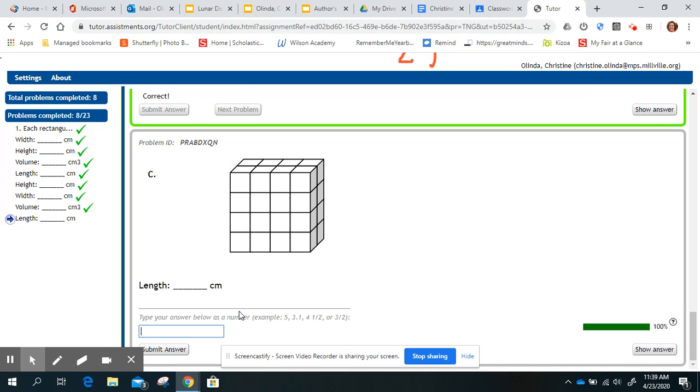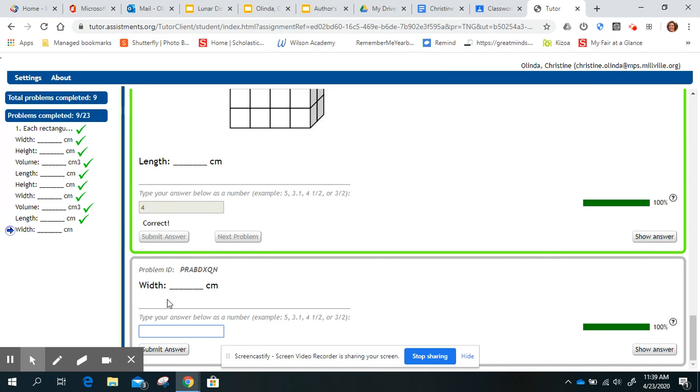And then this is question 1C. Type your answer in the below. What is the length? 1, 2, 3, 4. The length is 4. Submit answer. Go to the next one. What is the width? I count 1, 2.